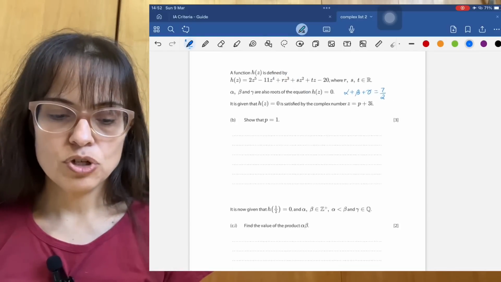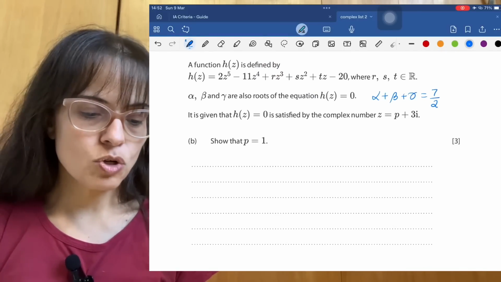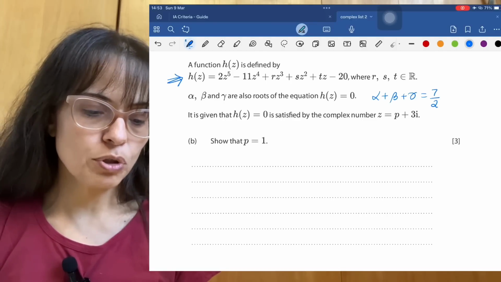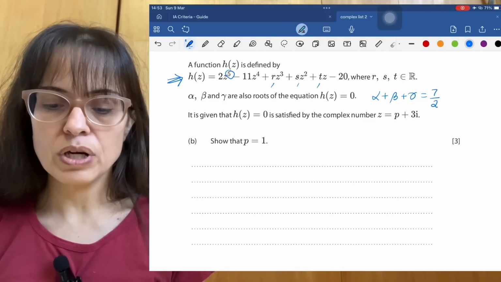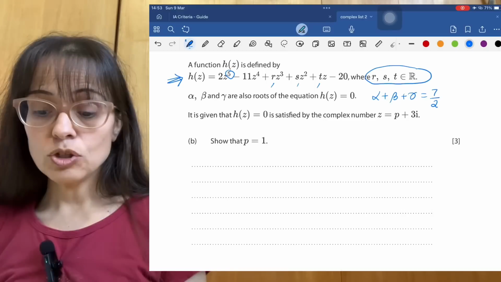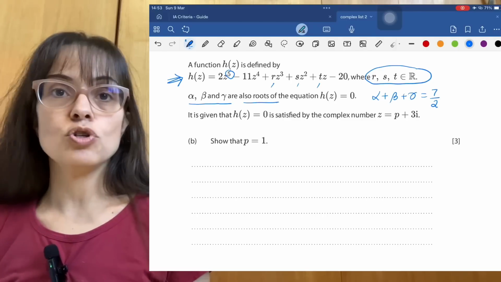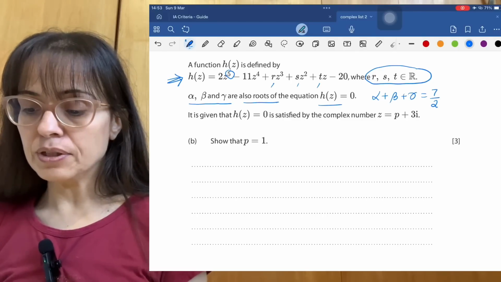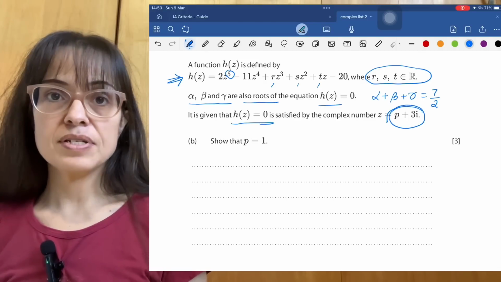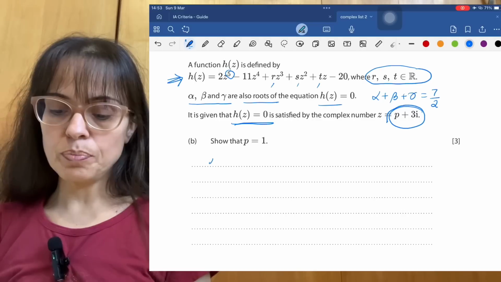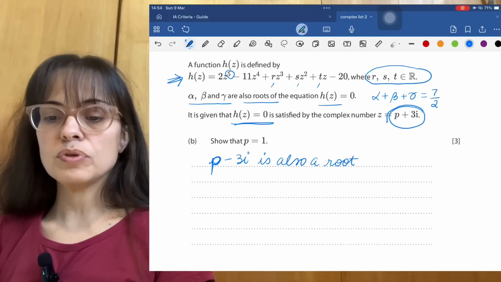So I'm putting that information here because I think I'm going to need it for part B, in which there is a completely different polynomial now, a polynomial of degree 5, for which I also don't know all of the coefficients, but I know that they are real numbers. And I know that these same numbers, alpha, beta, and gamma, are also roots of this new polynomial. He is giving me another root here by saying that this number satisfies this equation. So first of all, I know that p minus 3i is also a root because it is the conjugate of the root that he gave me.